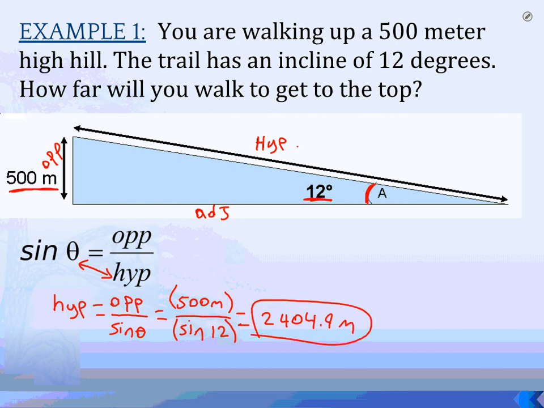And then, if you think about it, that makes sense. You have a very slight angle, and so you're going to have to walk quite a ways to climb up 500 meters at such a small angle. So that number makes perfect sense. All right.